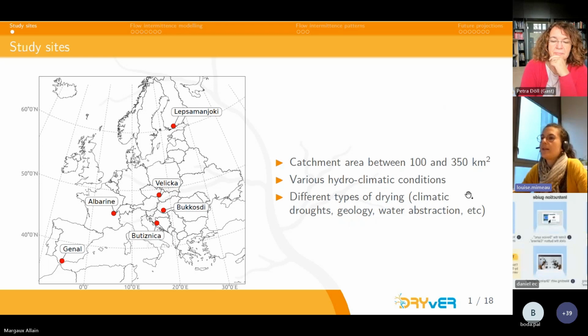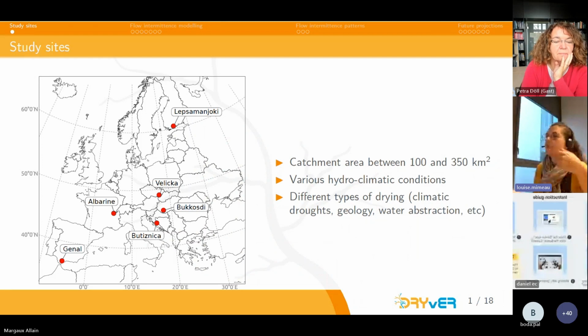So in DRYvER, we are focusing on 6 study sites in Europe that are catchments with areas between 100 and 350 square kilometers on average. And you can see on the maps that we have one site in the south of Spain, one site in France, in Croatia, Hungary, Czech Republic, and Finland.